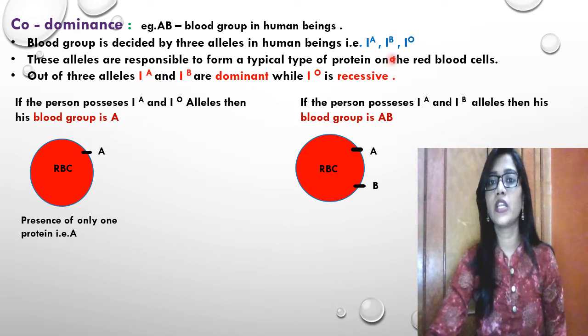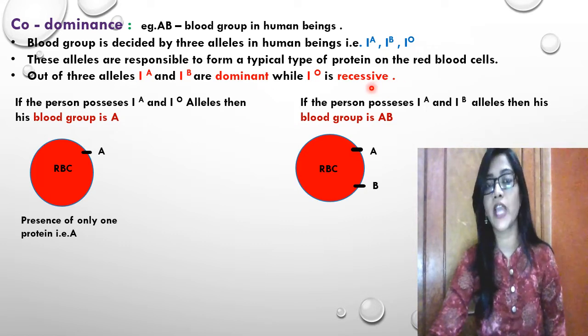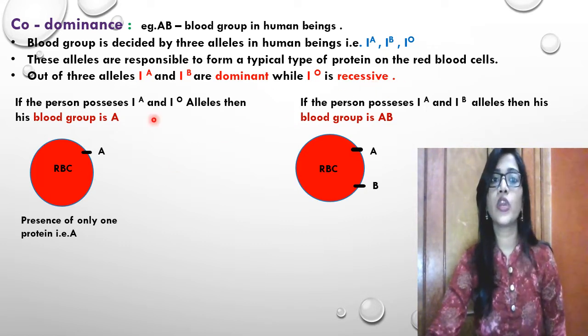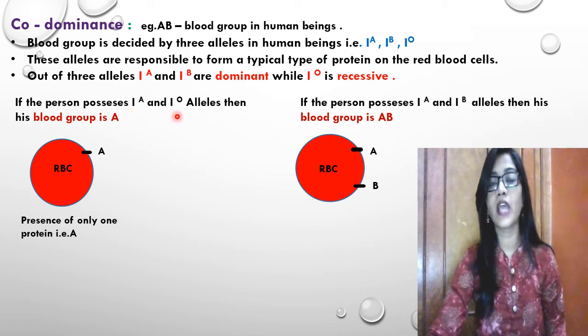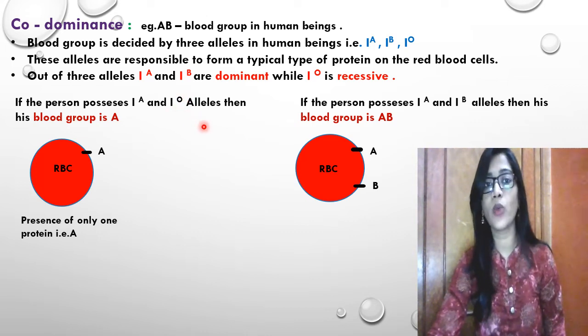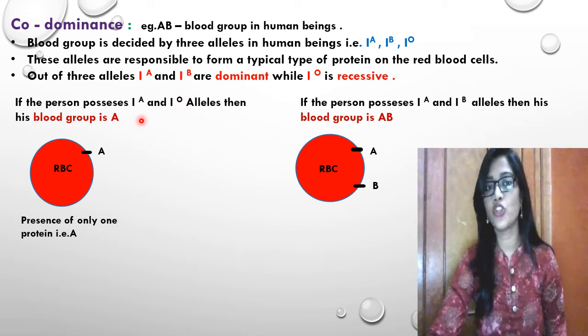Out of these three alleles, IA and IB are dominant, and we know that a dominant trait is always expressed over the recessive one. Recessive characters get suppressed. So if the person contains IA and IO alleles, then the blood group is A, as the IO allele is recessive while IA is a dominant allele.